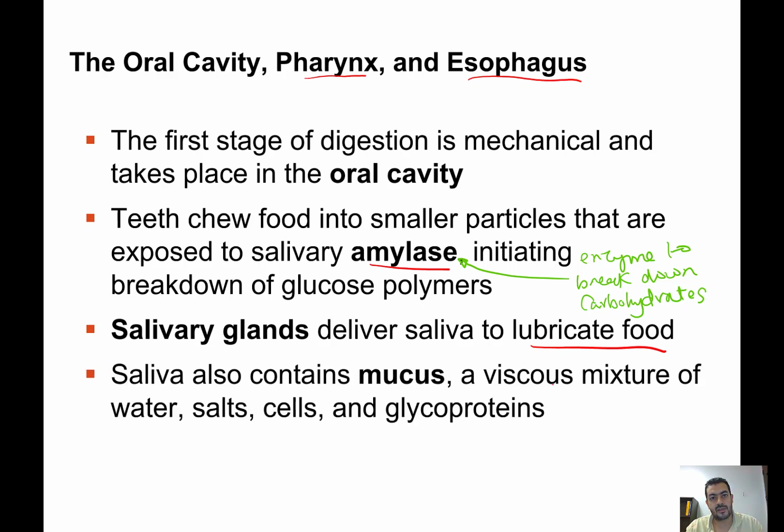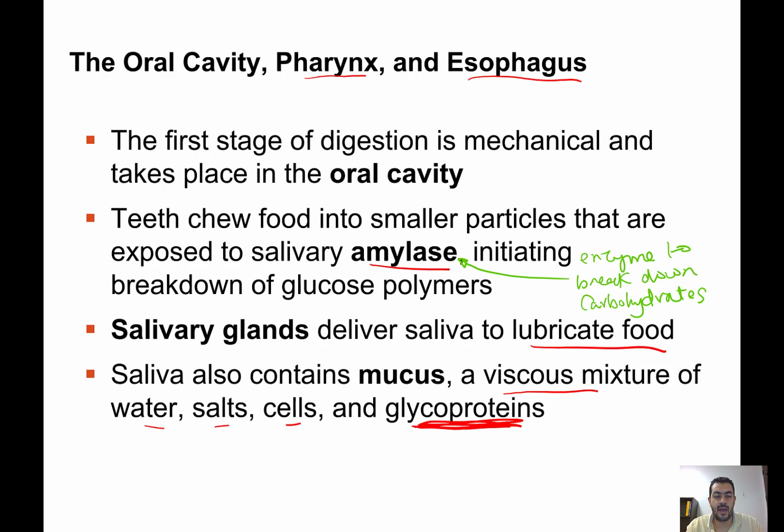In addition to that, the saliva contains mucus. Mucus is a viscous mixture of water, salts, cells, and glycoproteins. Again, this will aid in the lubrication process. It will help protect the mouth lining from abrasion, and it has glycoproteins. Many of these glycoproteins have antimicrobial activities.